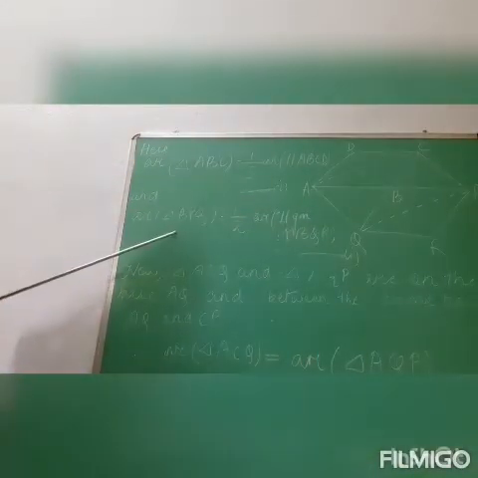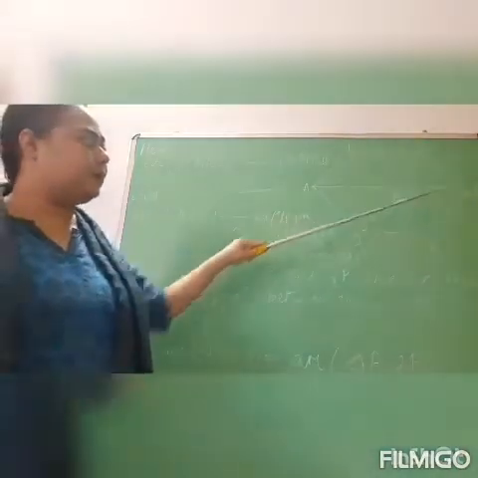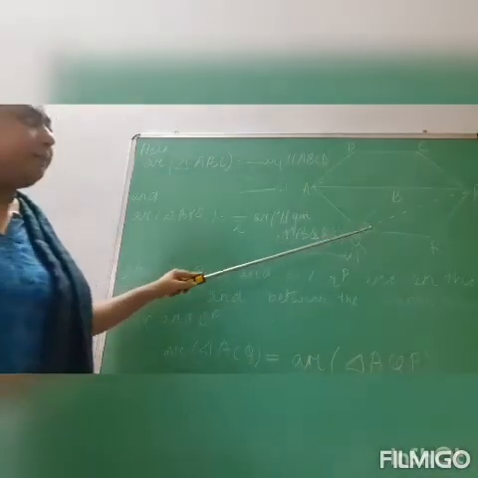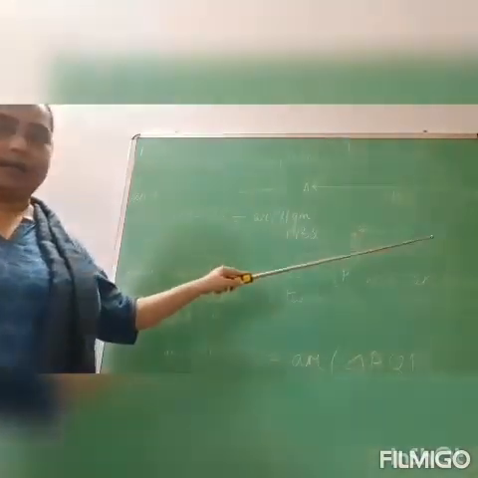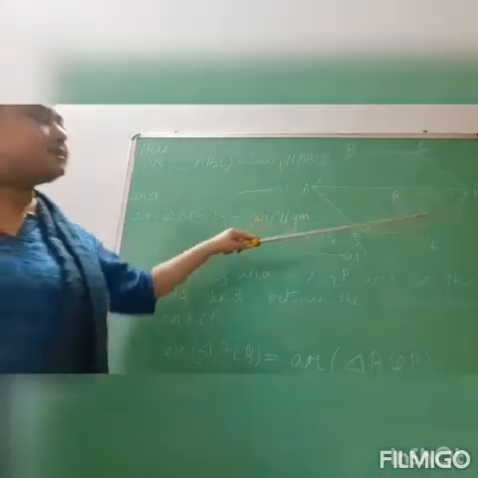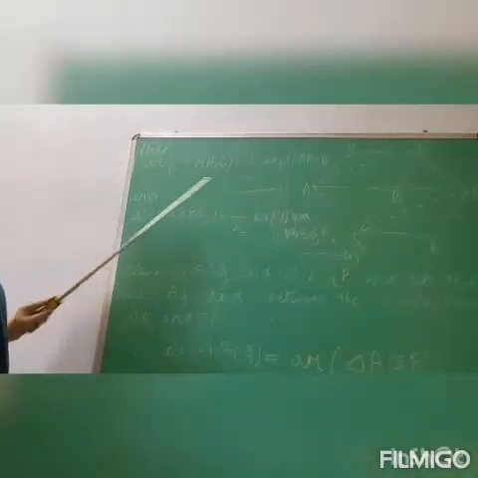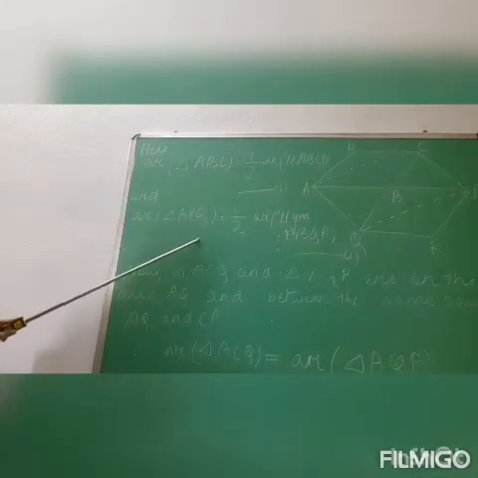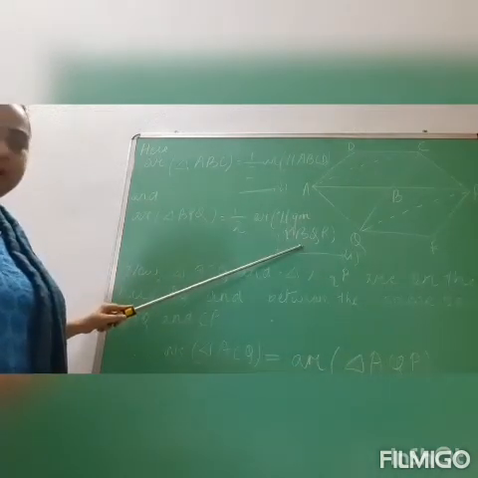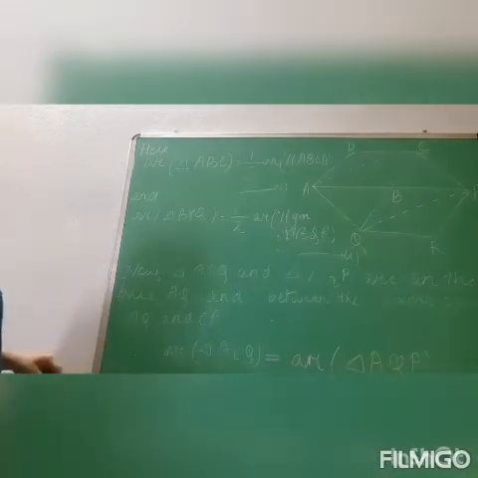Again, triangle BPQ and the parallelogram PBQR lie on the same base BQ and between the same parallels PR and BQ. Therefore, area of triangle BPQ will be half the area of the parallelogram PBQR. I keep this one as equation number 2.